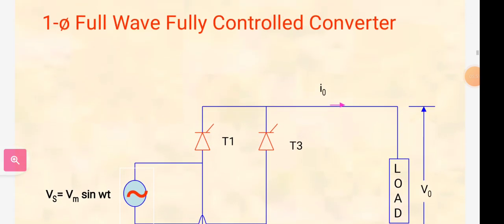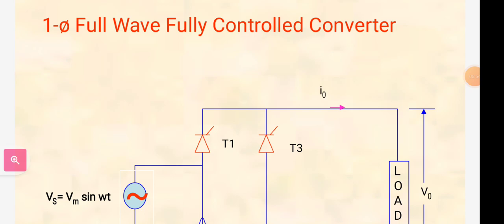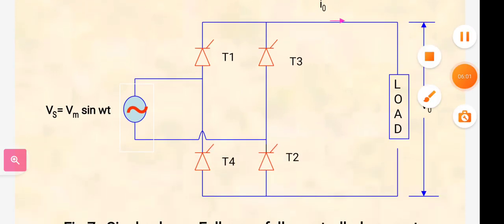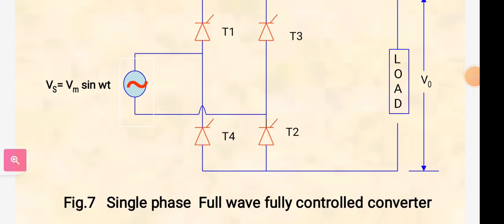Here is the single phase full wave fully controlled converter circuit diagram. The circuit has 4 thyristors T1, T2, T3 and T4, the input supply is Vm sin omega t, and the load gives the output voltage.